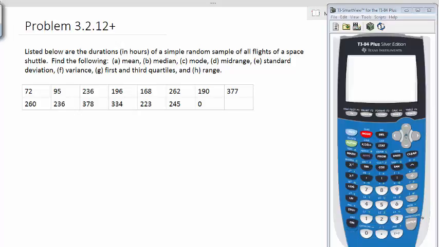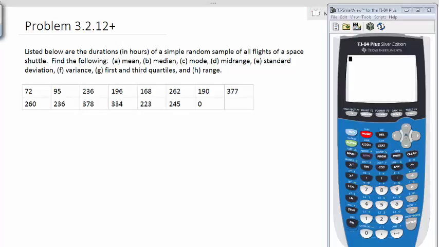This problem is from section 3.2. Here we have a list of numbers, which are durations in hours of a simple random sample of all flights of the space shuttle. And then we want to find the following, basically a bunch of descriptive statistics. Now we have formulas for these, we can do these by hand, but we have the calculator handy, so let's just put this information into our calculator and have our calculator do the work for us.